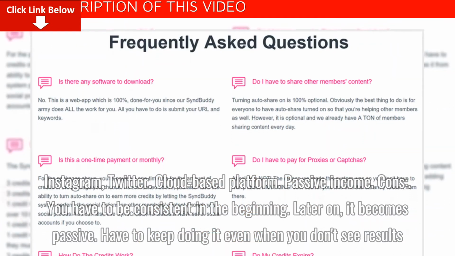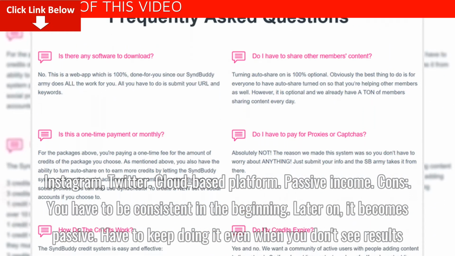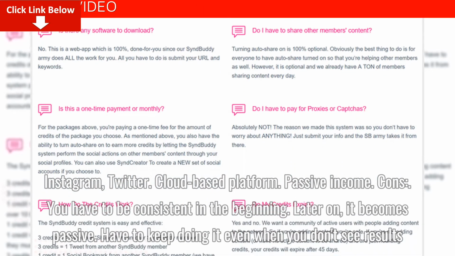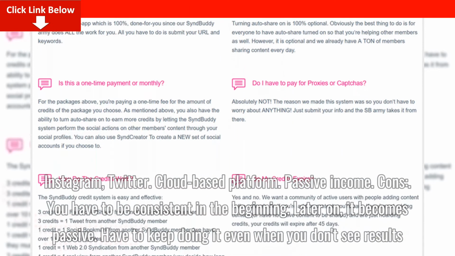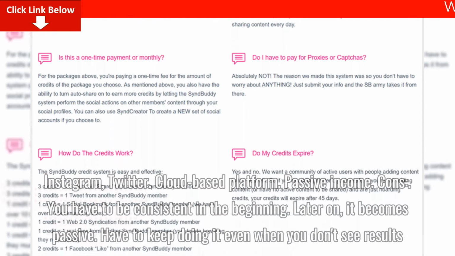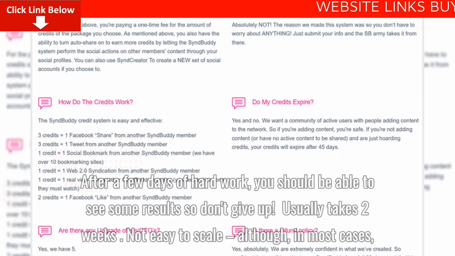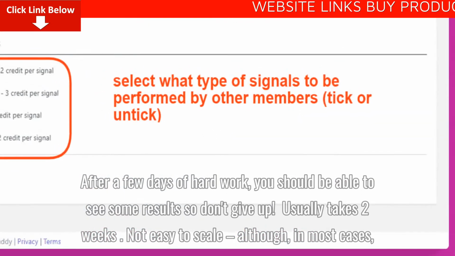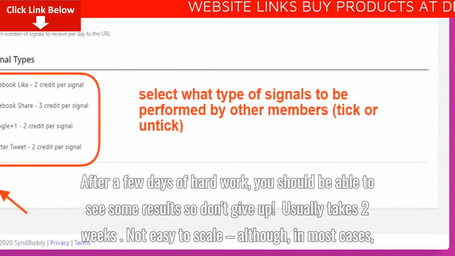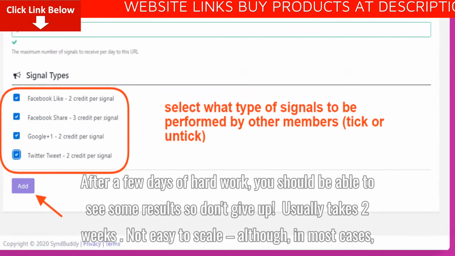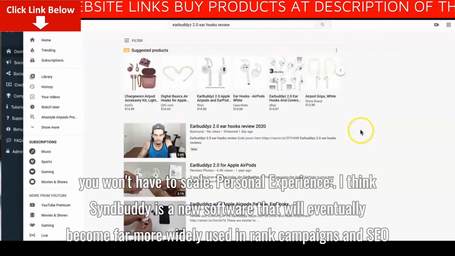Passive income. Cons: you have to be consistent in the beginning. Later on, it becomes passive. Have to keep doing it even when you don't see results. After a few days of hard work, you should be able to see some results, so don't give up. Usually takes 2 weeks. Not easy to scale, although, in most cases, you won't have to scale.